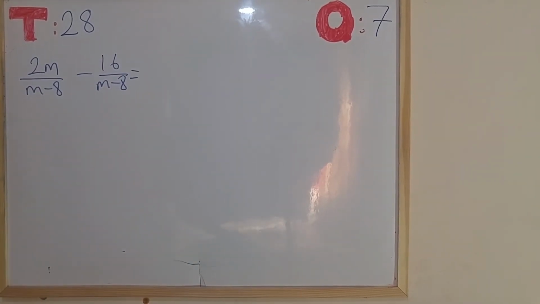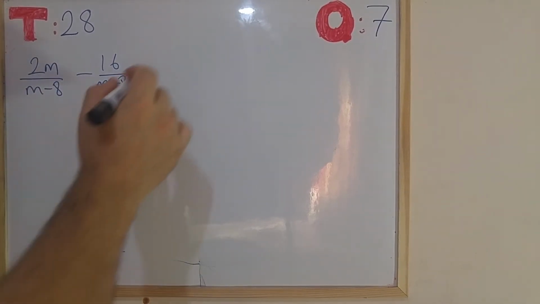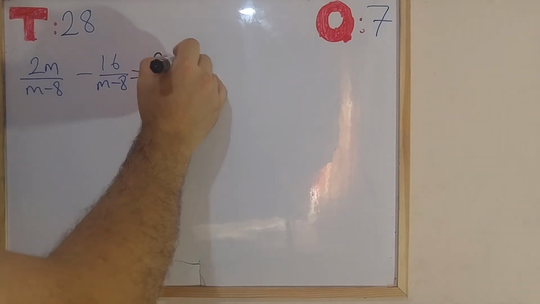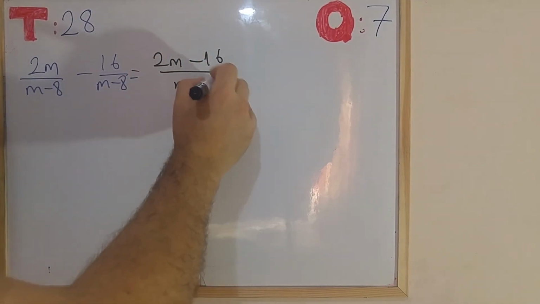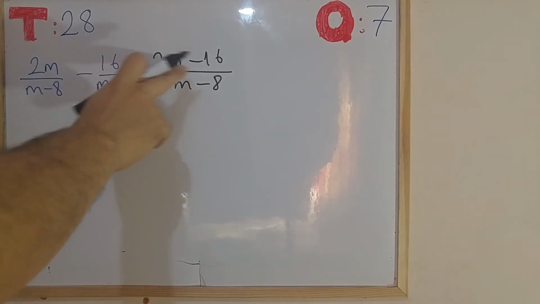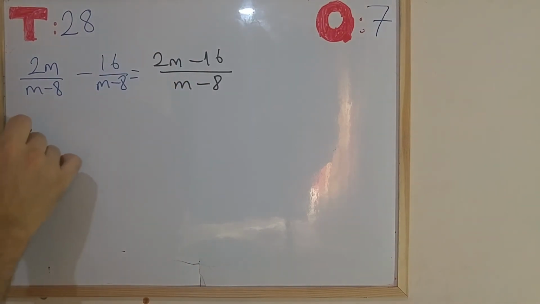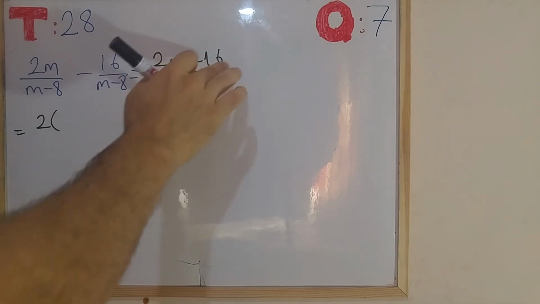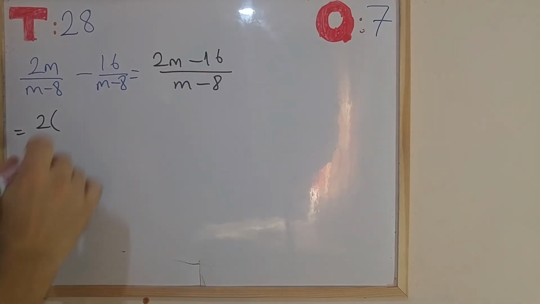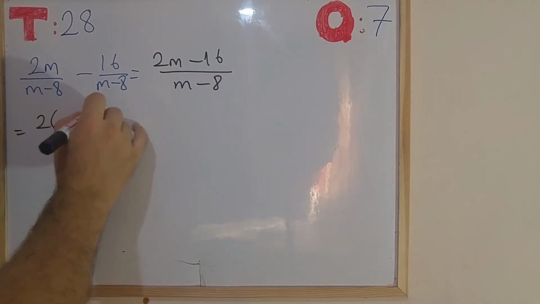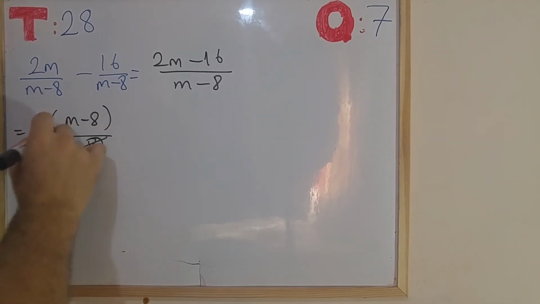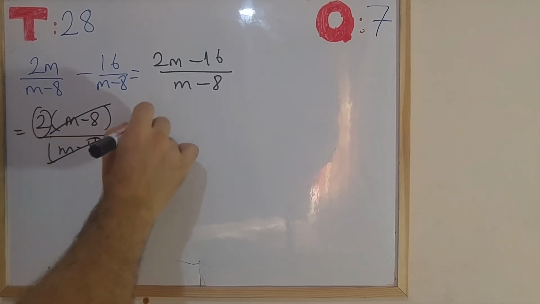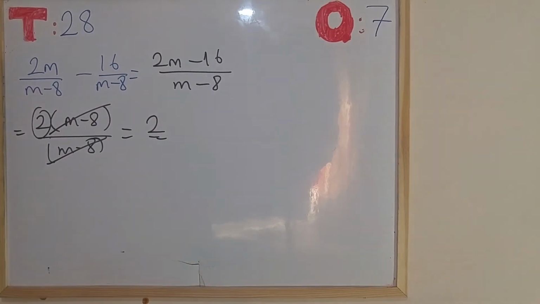Here, as we can see, since the denominators are equal, I can just sum up the numerators. What I will have is 2m minus 16 divided by m minus 8. And you can see that if I take this into the parentheses of 2, 2m minus 16 is going to be equal to 2 times m minus 8 divided by m minus 8 again. And these cancel each other out, leaving me alone with the answer, which is 2.